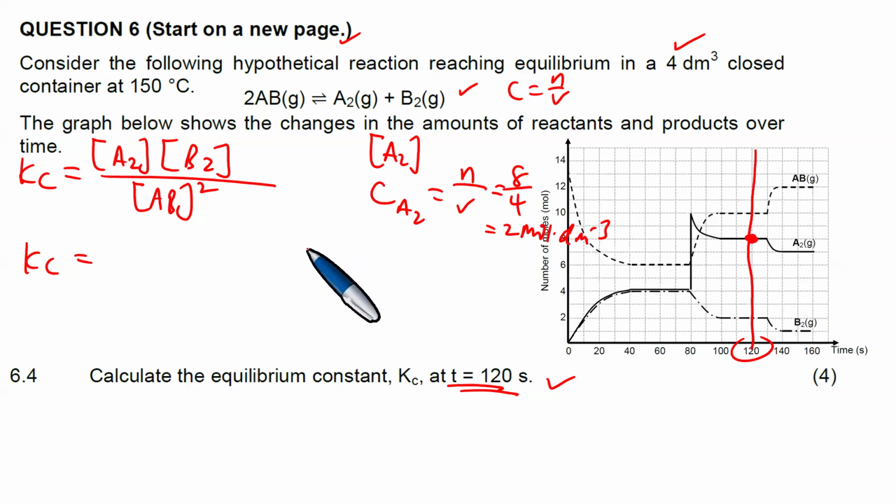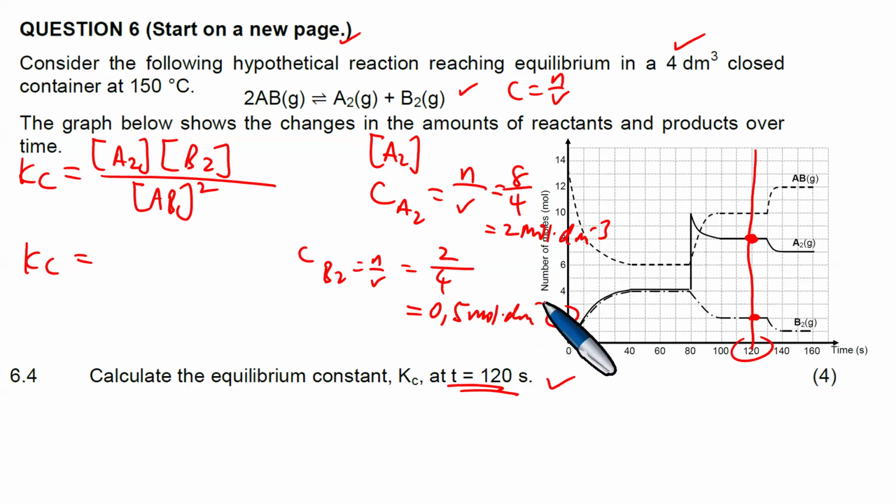Okay, let's do the other thing. This one, concentration of B2, number of moles over volume. What is the number of moles of B2? You have the number of moles, which is exactly 2, over 4, which is 0.5 moles per decimeter cubed.